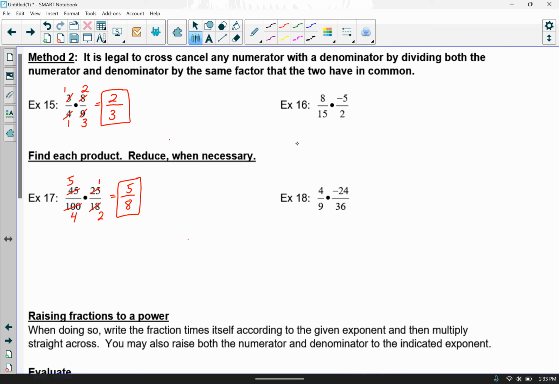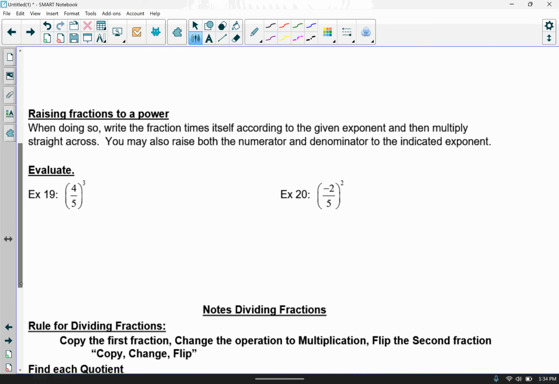The only thing different in examples 16 and 18 is that there's a negative, and what I would recommend is that you look at it from the very beginning. You've got a positive times a negative, so you know your final answer has got to be negative. Just go ahead and write that negative. But you can multiply straight across here and then reduce, or cross cancel in both of those. Okay, so I'll let you try that technique, whichever technique works best for you, and check yourself by the solution key. All right, let's move on down then below.